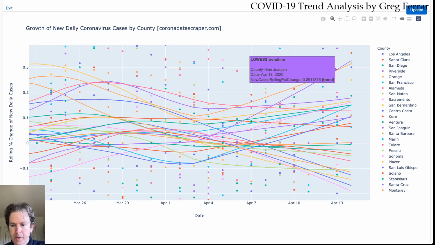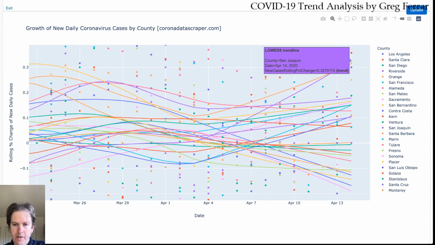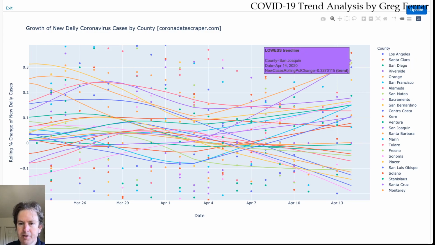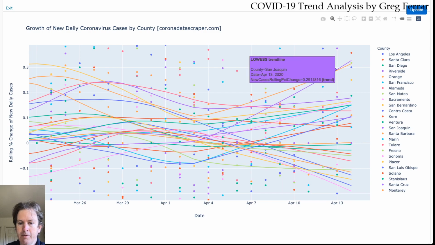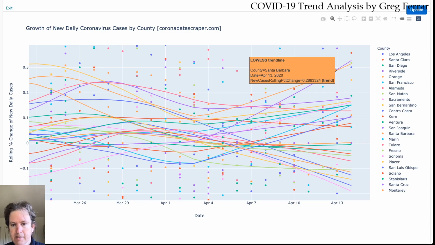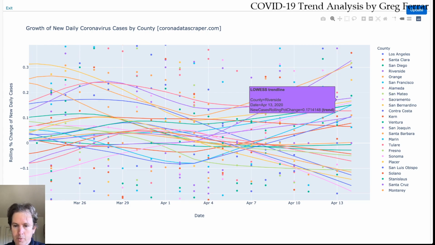Well, Santa Barbara and San Joaquin are certainly way out there in terms of having the worst characteristics of growth here, where they have a very high 30% plus growth rate, and they have very rapid growth rate. So these are looking pretty bad right now. And they're not even really that small in cases. They're right in the middle of the pack. So either of these, San Joaquin or Santa Barbara, could absolutely take over this state in cases in a matter of weeks if they continue in this direction. Those are the worst two.